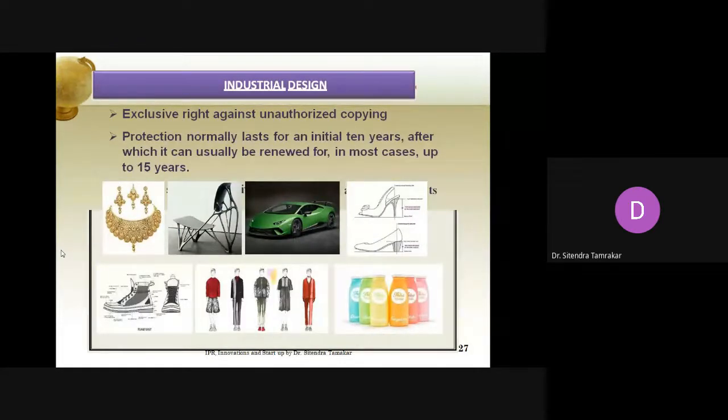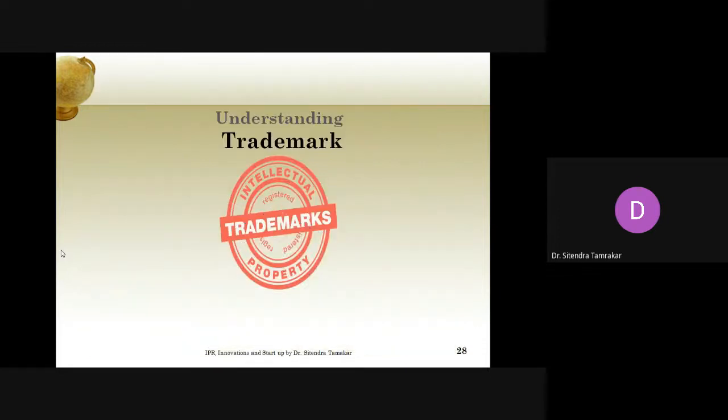Like, for example, any ornament, chair, table, car, shoes, clothing, or bottle, with shapes and designs which are not earlier designed, not earlier registered by any organization or individual, you can file a patent. So you get exclusive rights against unauthorized copying of a particular design, and it protects the design for 15 years. It's called the industrial design.